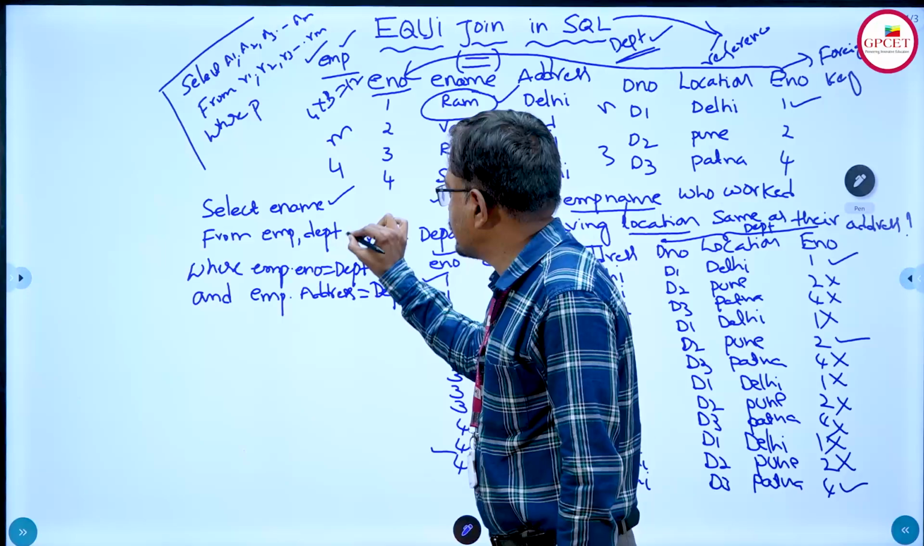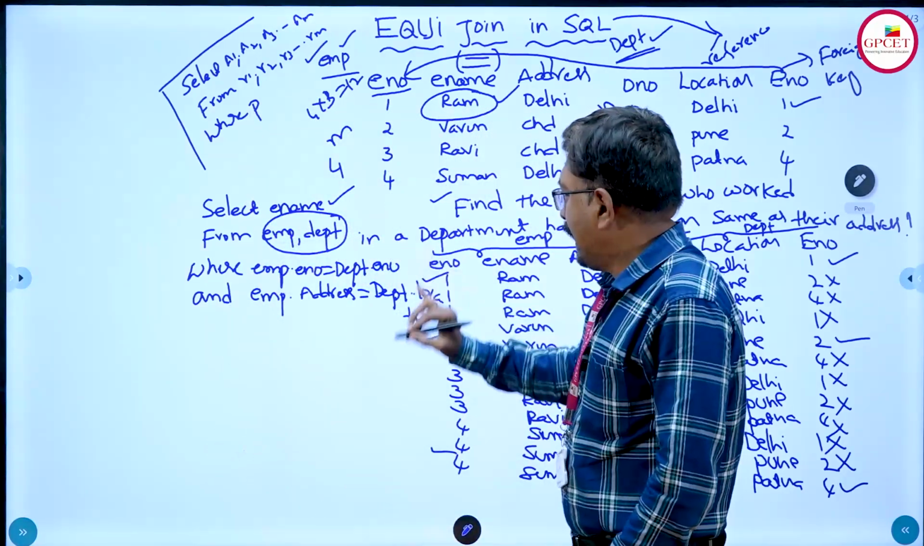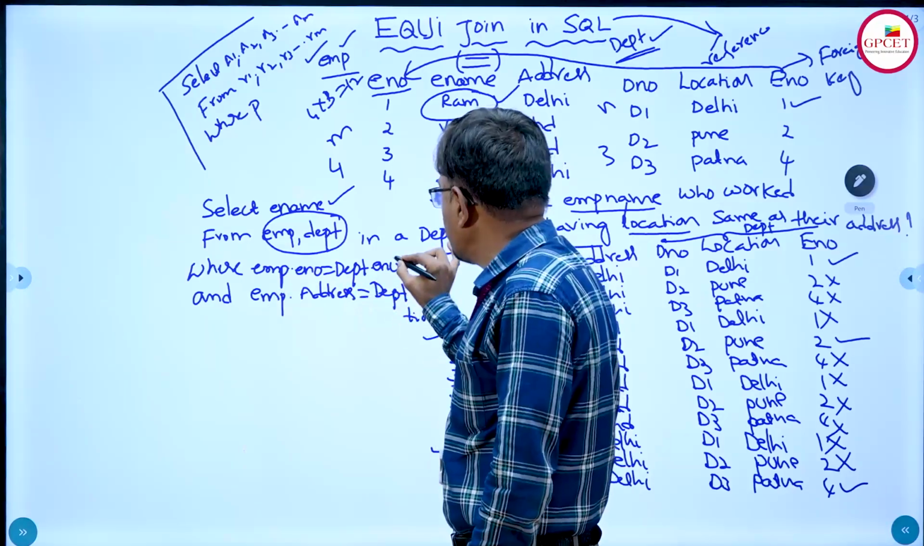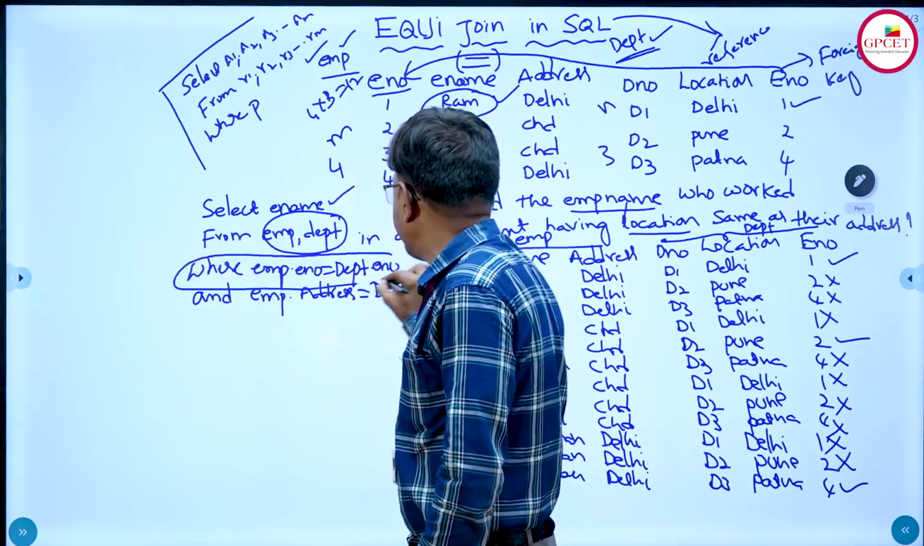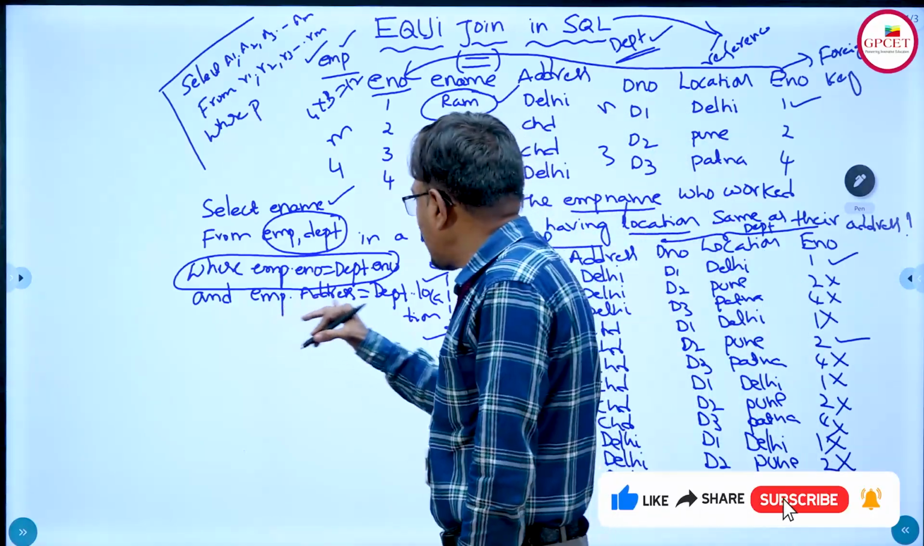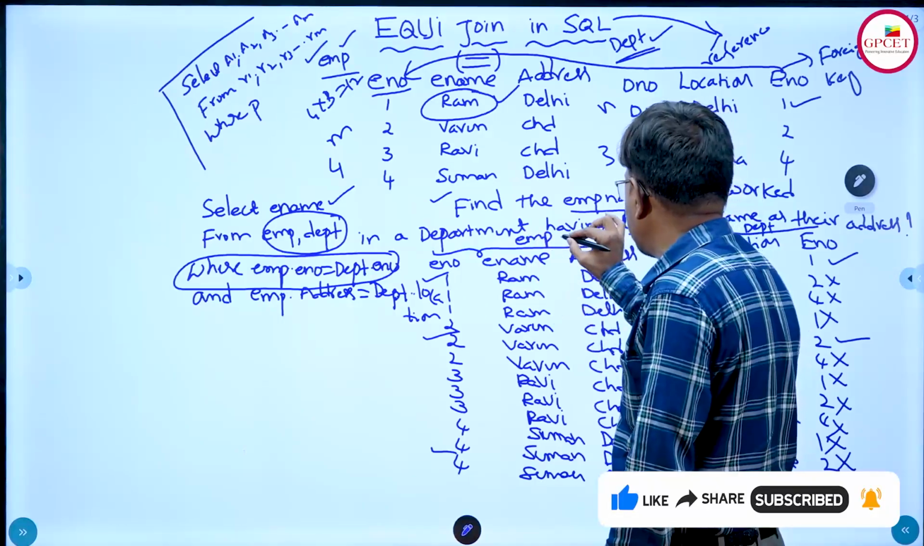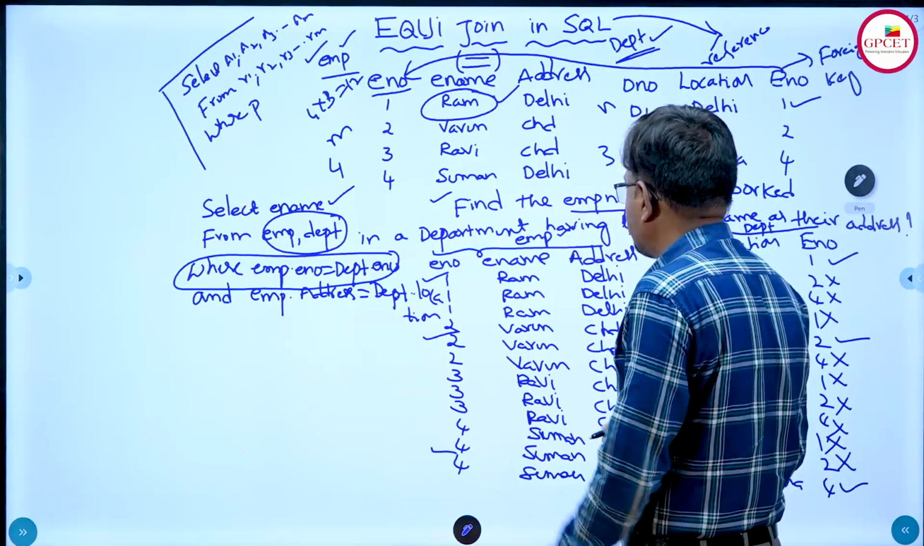Here we apply what is that? Cross product. In this case only we apply cross product. And where EMP.E number equal to department.E number, that is, we can get 3 rows. And EMP.address equal to department.location. EMP.address. And observe here.